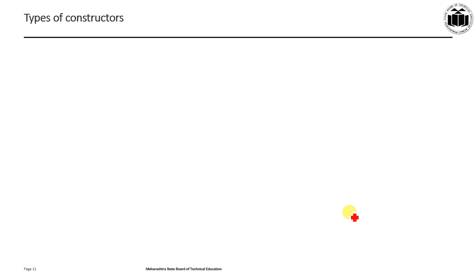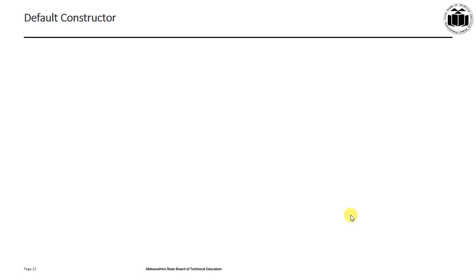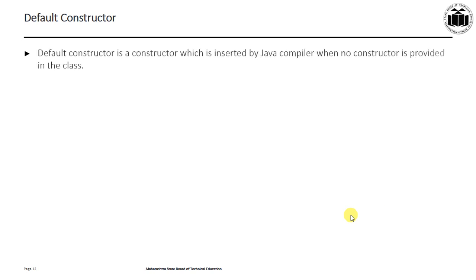Now the next topic is which are the types of constructor. There are three types of constructor, that is default constructor, parameterized constructor and copy constructor. First we will see what is meant by default constructor.